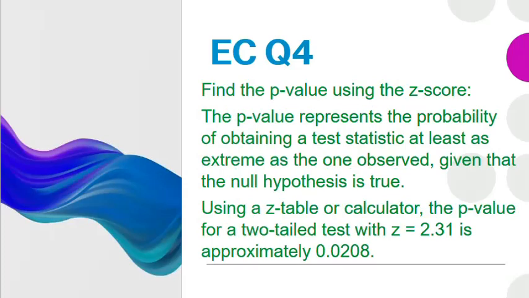Then our next step is finding the p-value using the z-score. So just some theory. The p-value represents the probability of obtaining a test statistic at least as extreme as the one observed, given that the null hypothesis is true. So we can use a z-table or a calculator, and the p-value for a two-tailed test with z equals 2.31 should approximately give us a result of 0.0208.